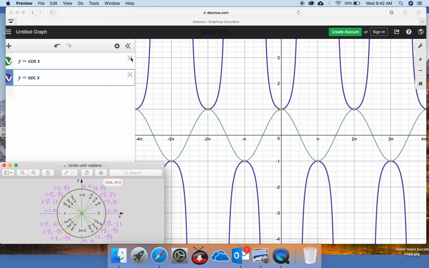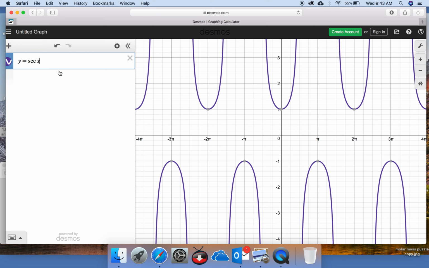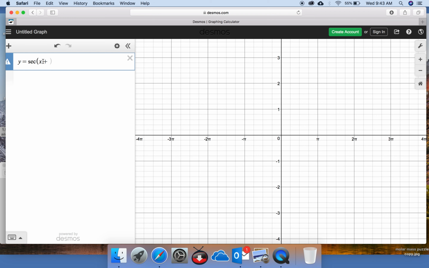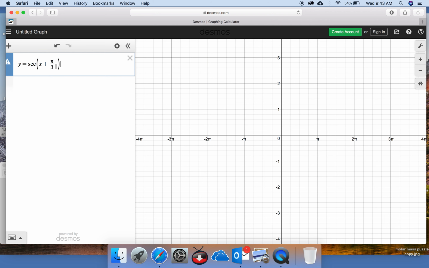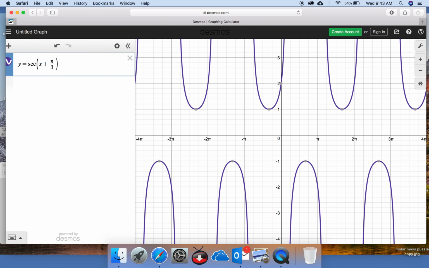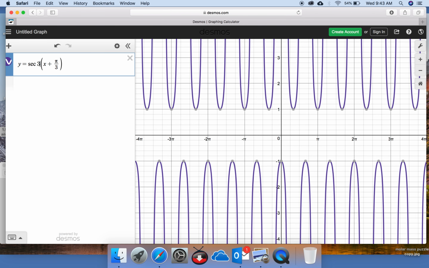And if we take off cosine, all the other same translations hold. You can shift it to the right or the left. So I'm going to shift it this time pi over 3. You can increase the period. Remember, 3 means there are 3 cycles for our width of 0 to 2 pi. So our period would be 2 pi divided by 3.